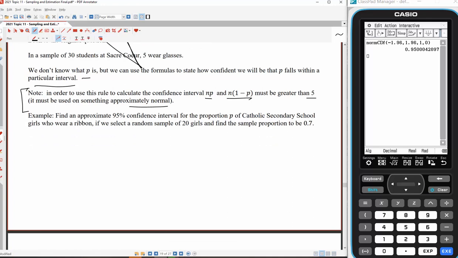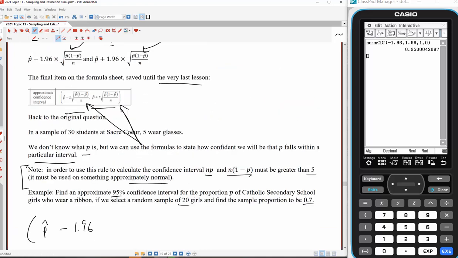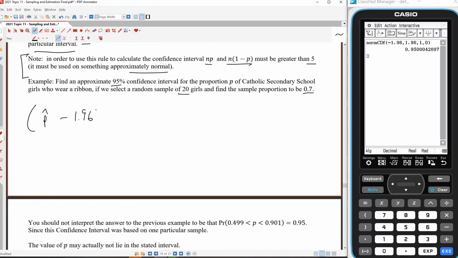Find an approximate 95% confidence interval for the proportion P of Catholic secondary school girls who wear a ribbon. If we select a random sample of 20 girls, find the value of P hat to be that. Right, so I'm just going to go straight to the formula. P hat, take away, now, 95% confidence is, as the example suggested, up here, 1.96 gives us 95% confidence, times P hat times 1 take P hat all over N, and then the upper one is plus.